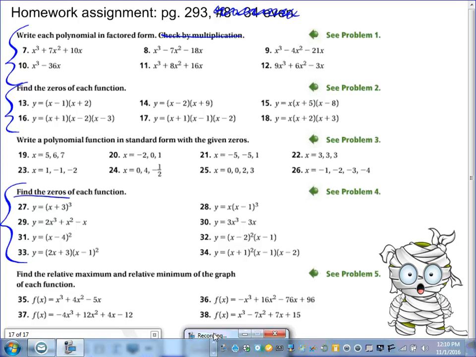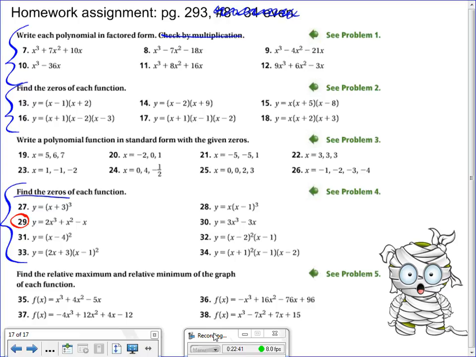This section down here, find the zeros. Are most of them already factored? Yeah. So 29 and 30 you have to factor first. But the rest of them are already factored for you. So really not too bad. Most of this will go really fast.